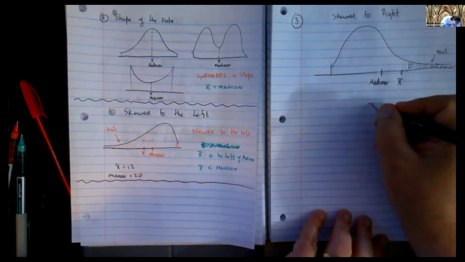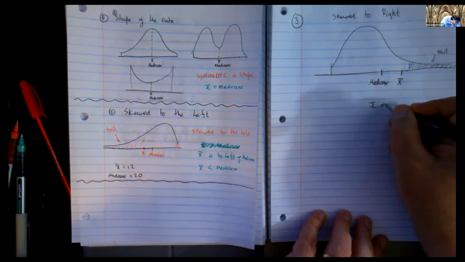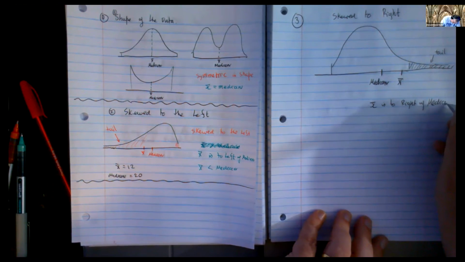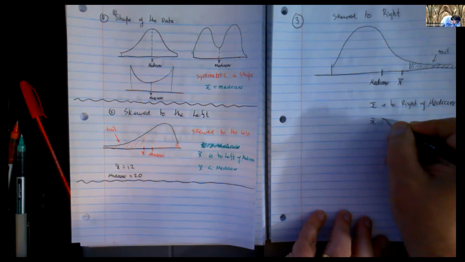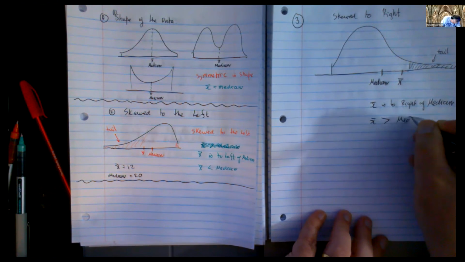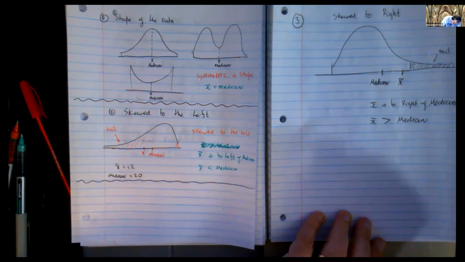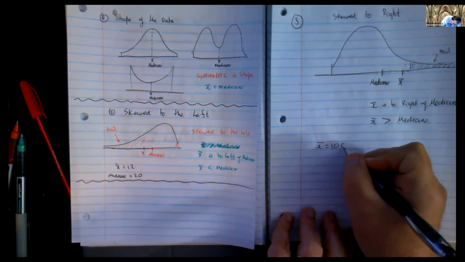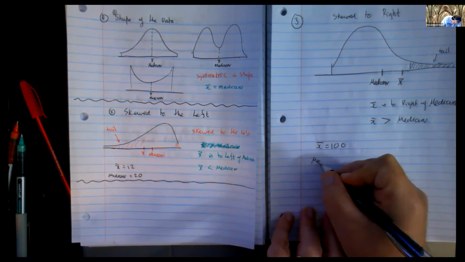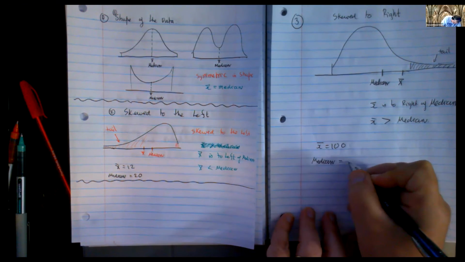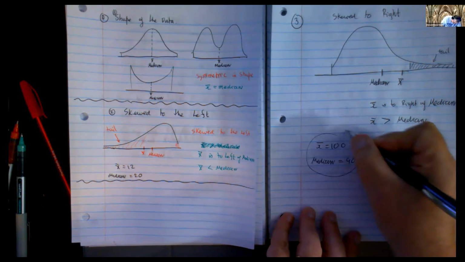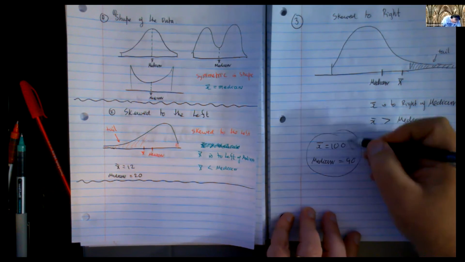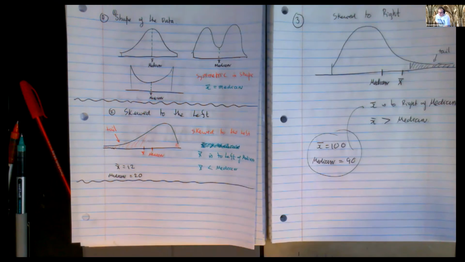So X bar is to the right of the median. X bar is greater than the median. So if I'm given some data and I'm told that the mean was 100 and the median was 90, I could make the prediction that based on this, it's probably going to be skewed to the right.